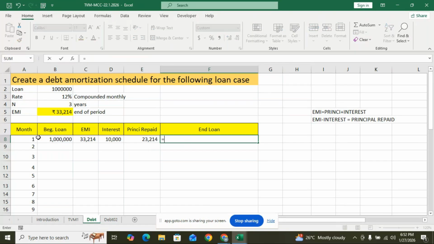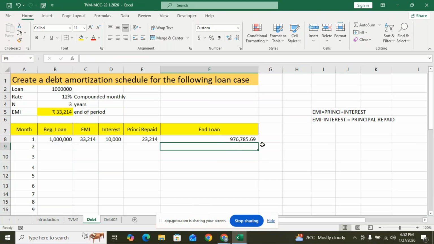Equals to your beginning loan amount minus principal repaid. Press enter. So at the end of the first month, it will come to 9,76,075.69. I hope it's clear for the first month. Still there are any confusions? No, ma'am. Okay. Now I'll go for the second month.